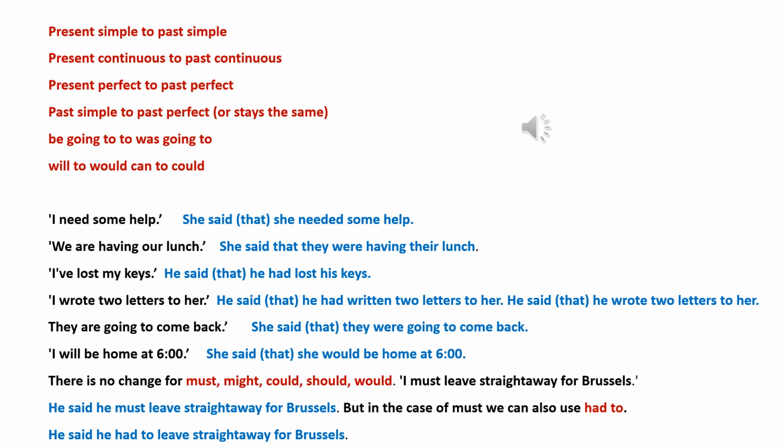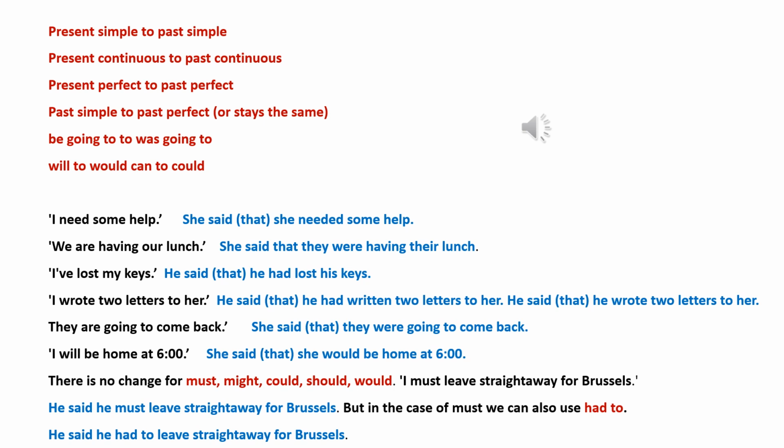"I need some help." She said that she needed some help. "We are having our lunch." She said that they were having their lunch. "I've lost my keys." He said that he had lost his keys. "I wrote 2 letters to her." He said that he had written 2 letters to her.